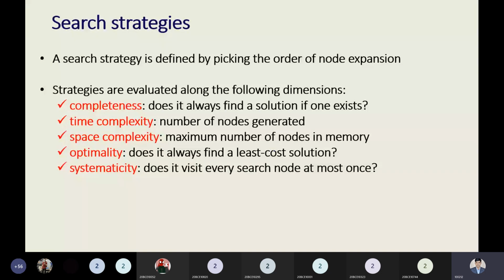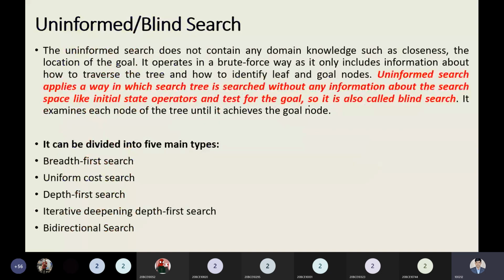So let us move to the first point. I would like to share something about the theoretical points. A few points should be in your mind to understand the numerical examples as well. Uninformed and blind search: as you can see what is written, just read the red highlighted points. Uninformed search means the search tree is searched without any information or guidance about the search space, like the initial state, the operators and tests for the goal. This is called blind search because without any guidance we are trying to follow our path.